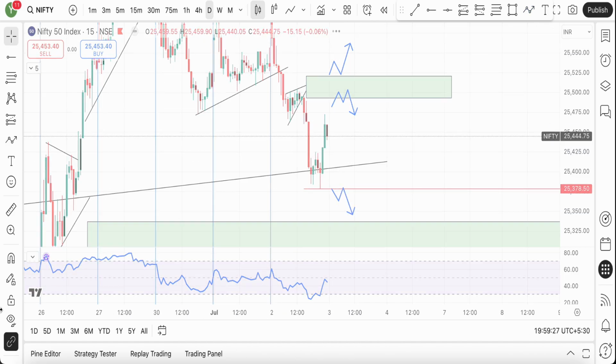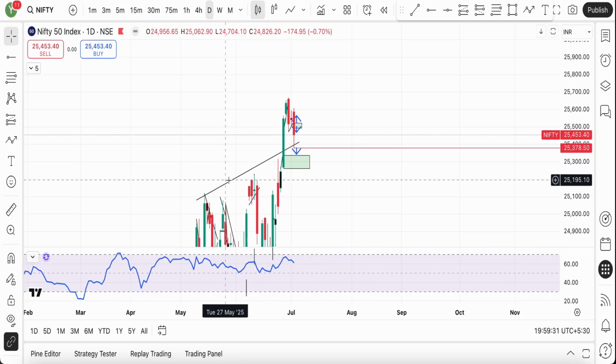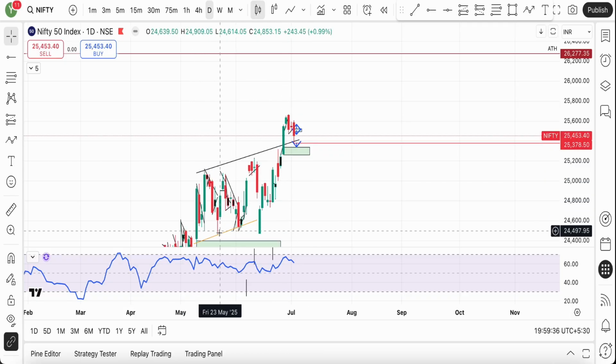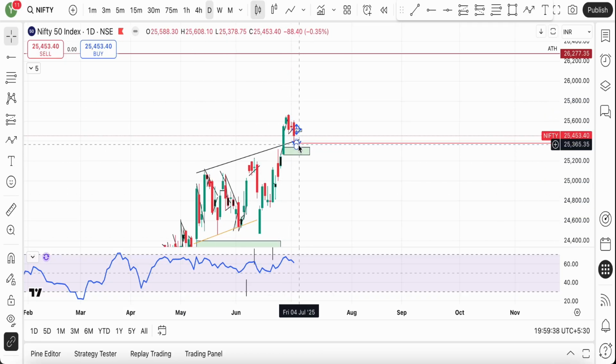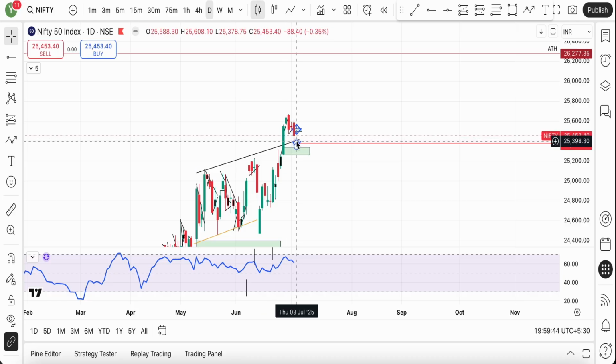I will quickly be showing you the Nifty chart on the daily time frame. So we had actually broken out of this particular parallel channel consolidation that we were in, and I had extended this particular trend line because this might be a retest of this trend line. It is not necessary that we'll go to the 0.5 to 0.618 zone.